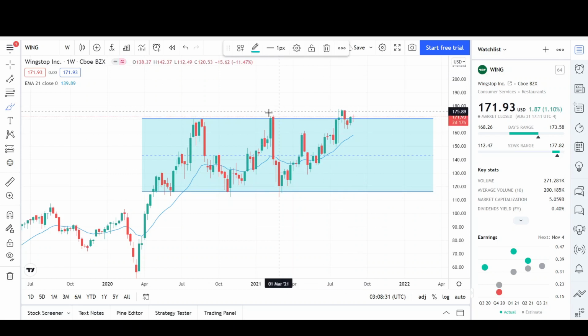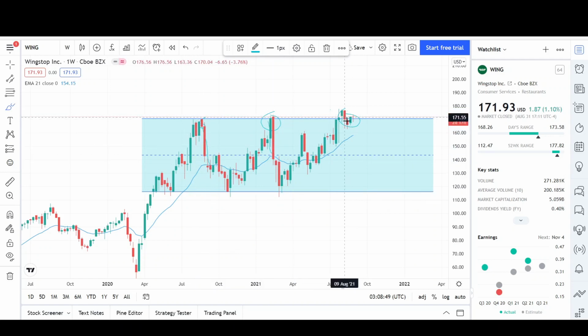So we just made a double test of this resistance point right here back in August 2020. So that's pretty much a triple top, so that doesn't really look good for buyers. And also we're getting far away from the EMA. Every time we get far away from the EMA, kind of like over here, we're going to see a pullback to the EMA. Same thing over here.